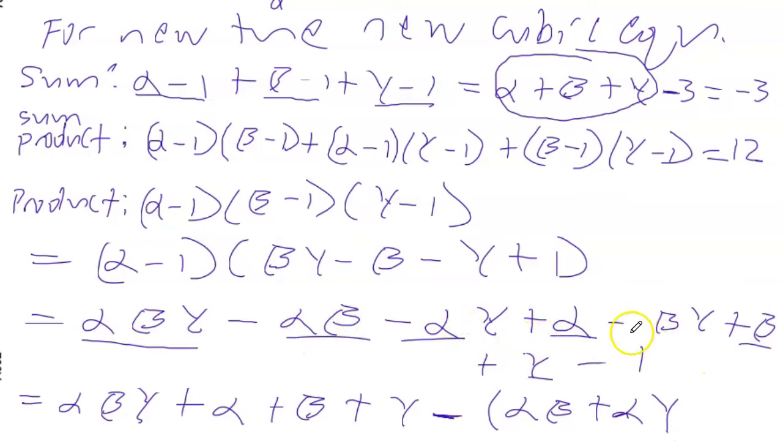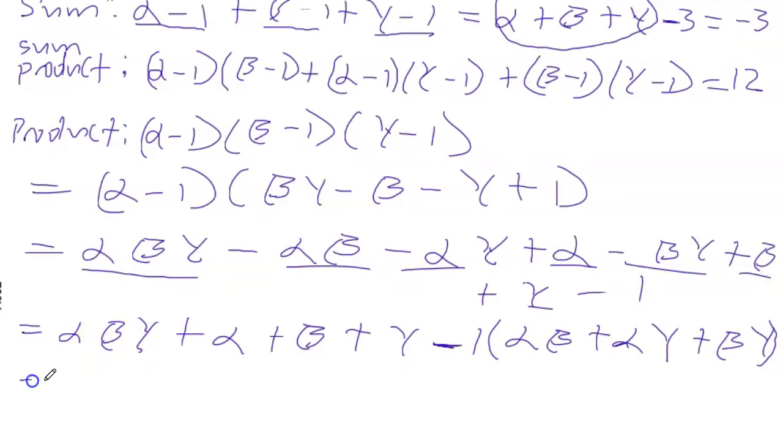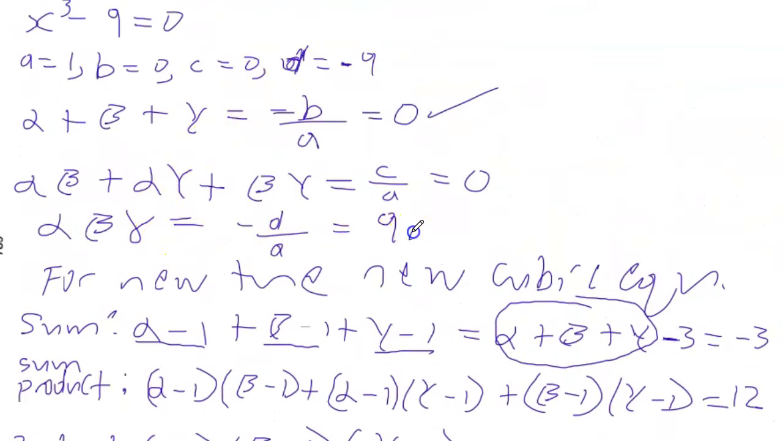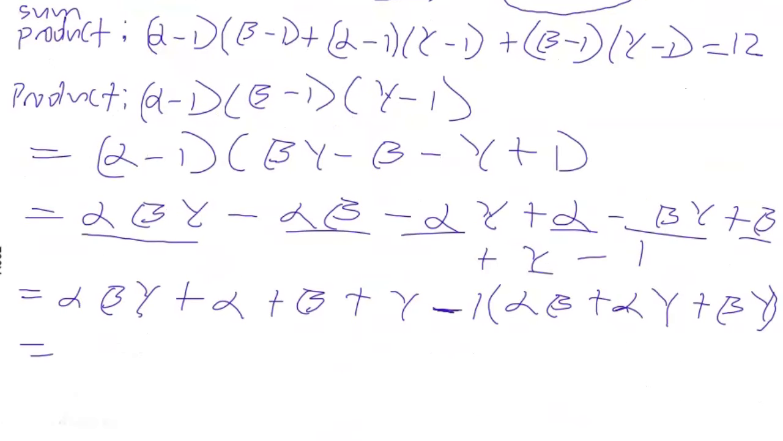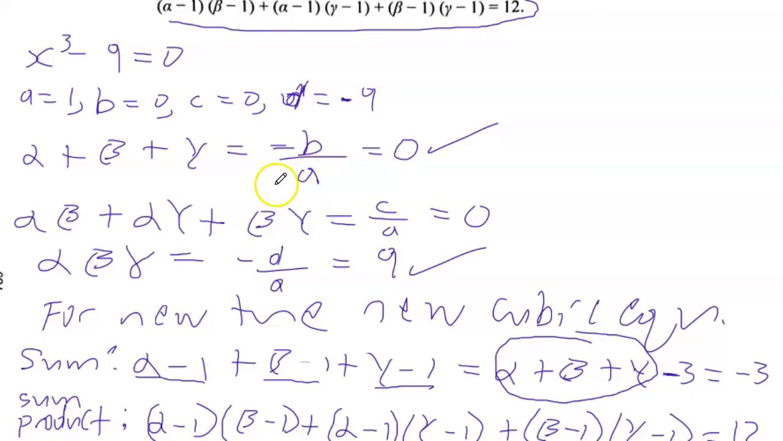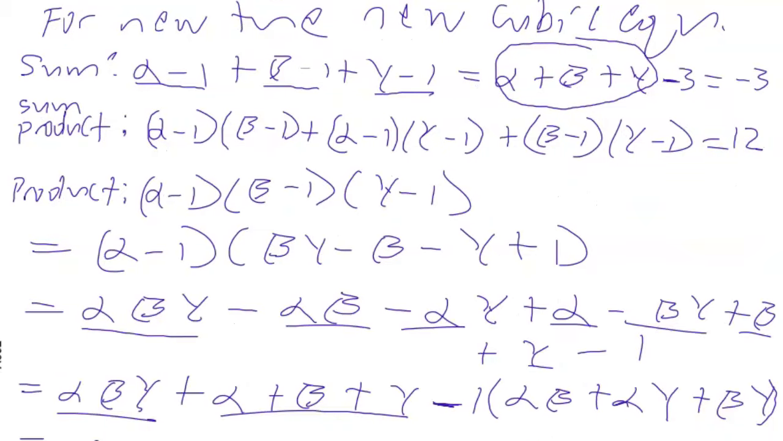And the final negative term is beta gamma. So factor out negative 1, if you want to call it that. So now we know that alpha times beta times gamma from the original equation is 9. So we can replace alpha times beta times gamma with 9. The sum, alpha plus beta plus gamma, we know it's 0. So just substitute in these values.